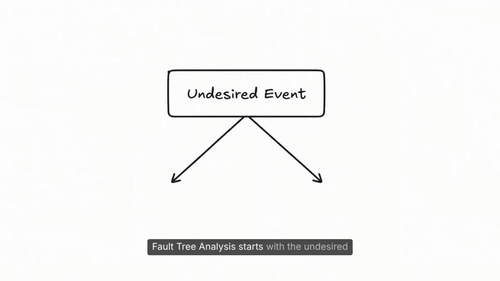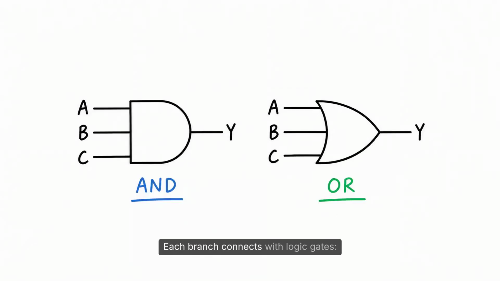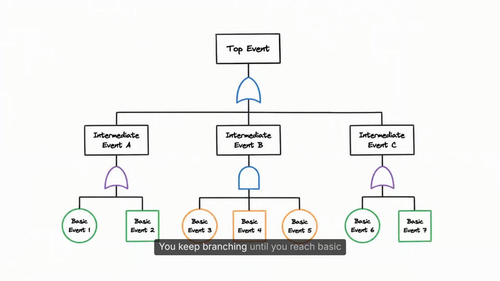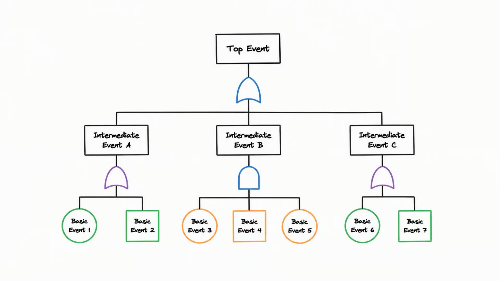Fault tree analysis starts with the undesired event at the top of a tree and works backwards, mapping every way it could have occurred. Each branch connects with logic gates. AND gates mean all conditions must be present. OR gates mean any single condition is enough to cause the failure. You keep branching until you reach basic events, specific root-level causes you can actually investigate and change.